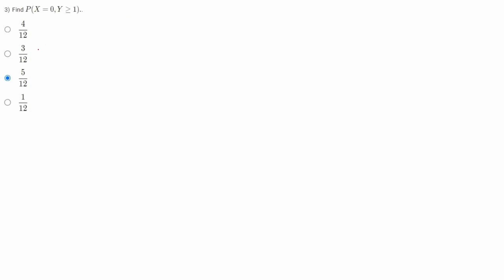p of x equal to 0 comma y is greater than or equal to 1. So I'll take y is equal to 1 here, plus p of x equal to 0 comma y is equal to 2. These are the only two possible values. By summing it up, we'll have 2 by 12 plus 3 by 12, and that is 5 by 12. So next question.